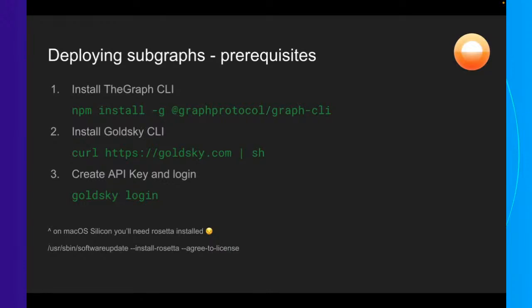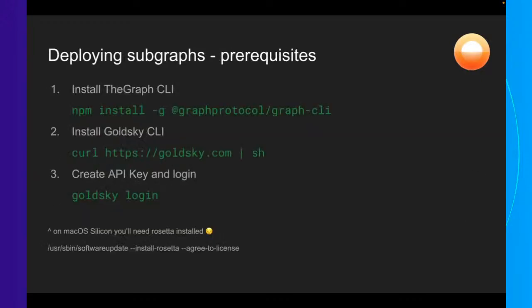We're also going to need to have the Goldsky CLI, so that we can take that build of the subgraphs and deploy it onto the right Goldsky project. And then we're also going to need to be logged into the correct project, so the CLI is actually deploying onto the right network.